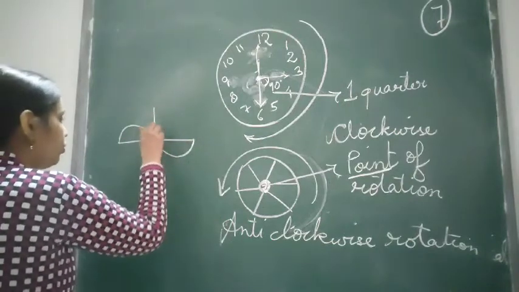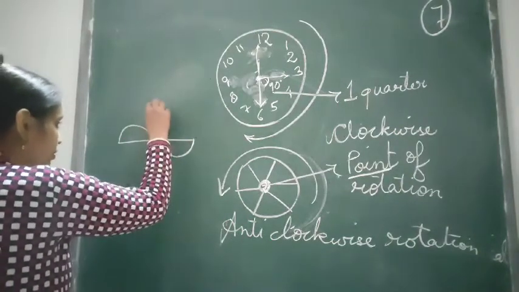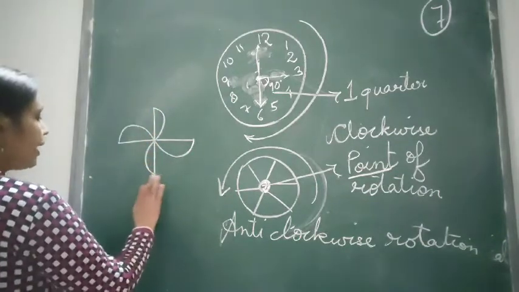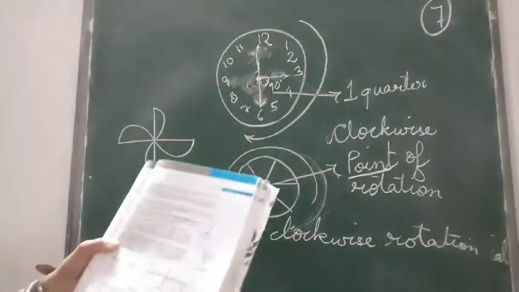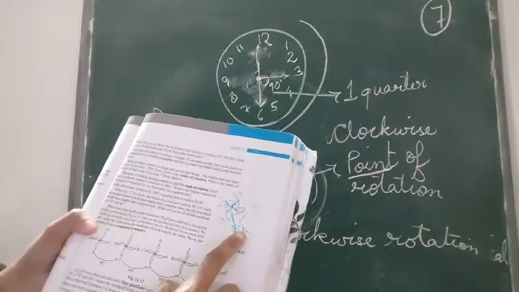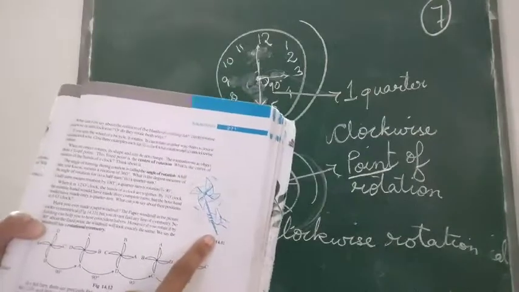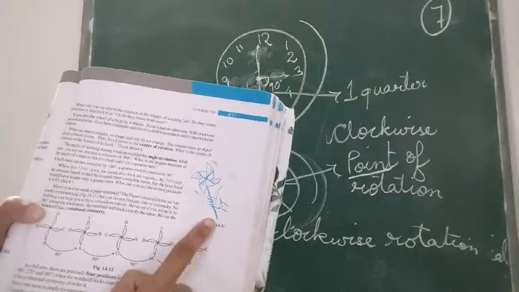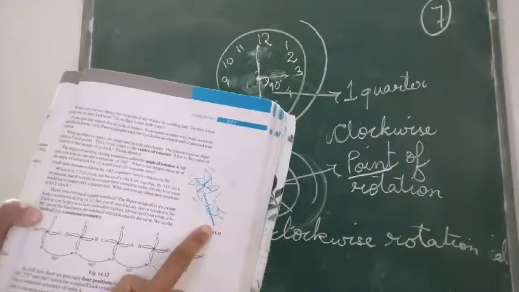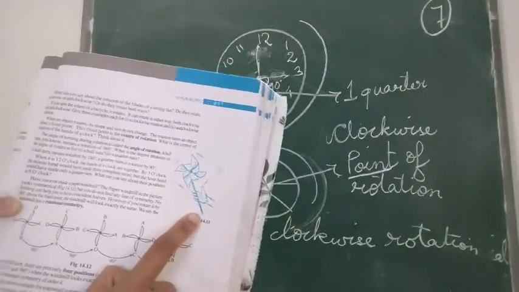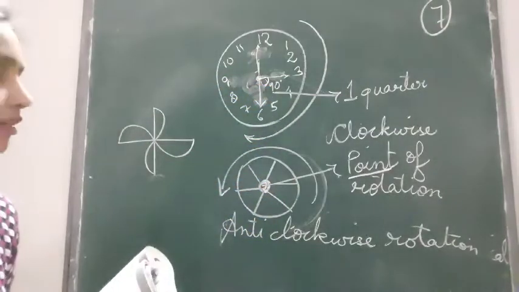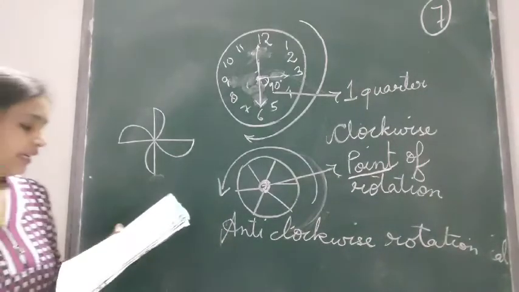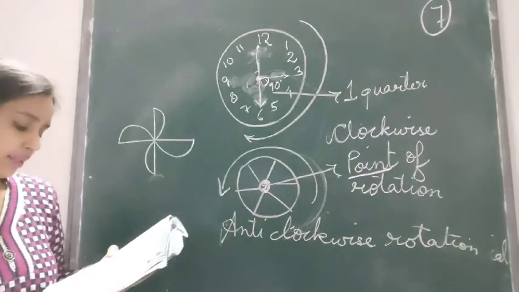A windmill also follows symmetry, but it is very difficult to find its line of symmetry. Not even the folding method or paper folding method or the mirror image method will help you to find its line of symmetry.